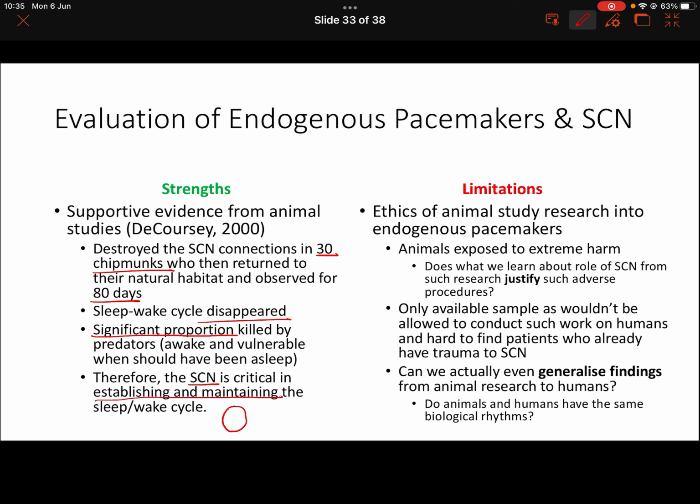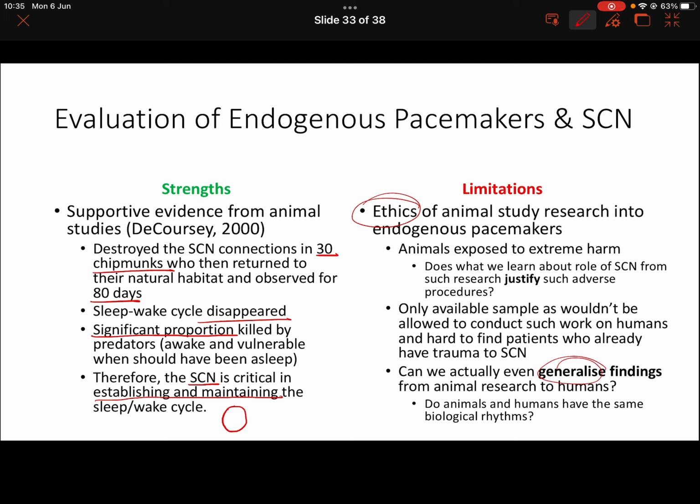But of course, if we're going to be relying on chipmunk studies to provide us evidence of the importance of endogenous pacemakers and the SCN, then we need to consider two things. One, we need to consider whether it's ethical, and two, we need to consider whether we can even generalize from these animals anyway. Let's start with the ethics.